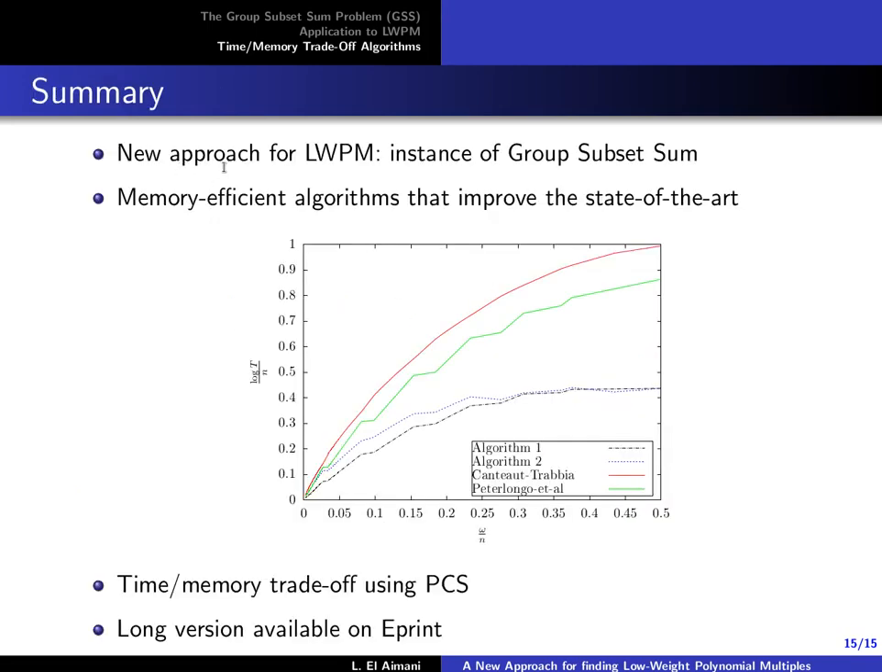To sum up, we used a new approach to solve the low-weight polynomial multiple problem by viewing it as an instance of the group subset sum. This allows us to devise memory-efficient algorithms that improve the state-of-the-art using the representation technique. Our memory-efficient algorithms also accept a time-memory trade-off using the parallel collision search technique.